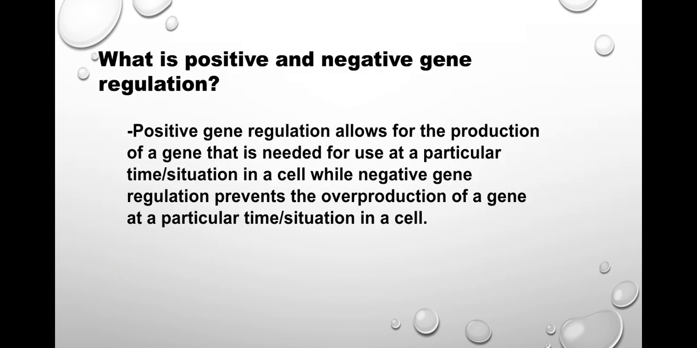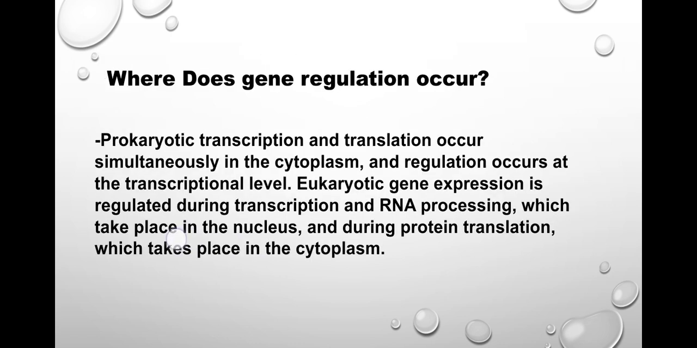What is positive and negative gene regulation? Positive gene regulation allows the production of a gene that is needed for use at a particular time or situation in a cell, while negative gene regulation prevents the overproduction of a gene at a particular time or situation in a cell.